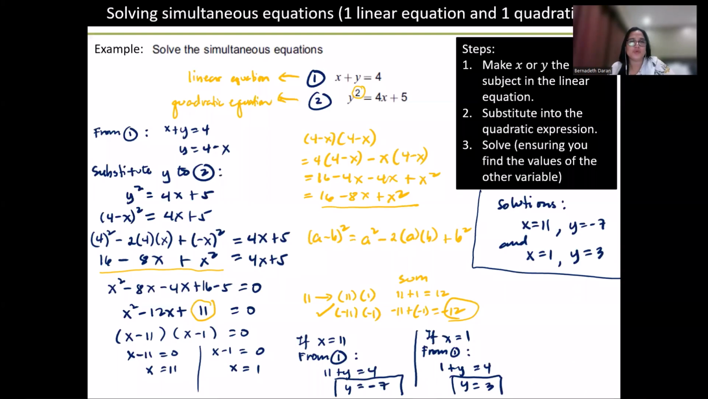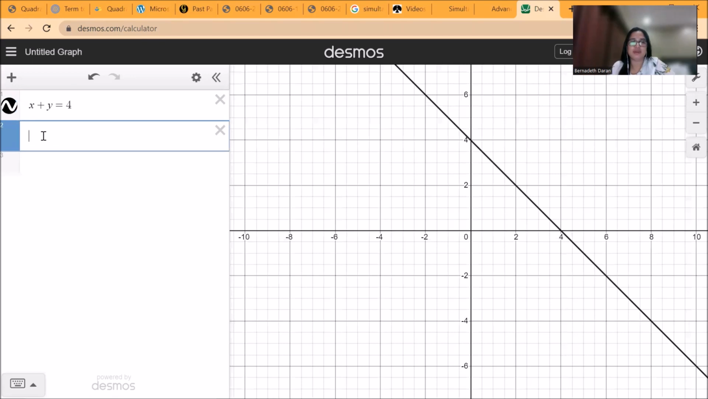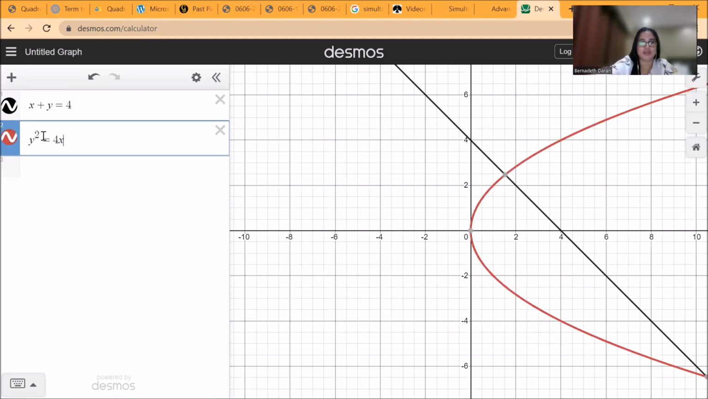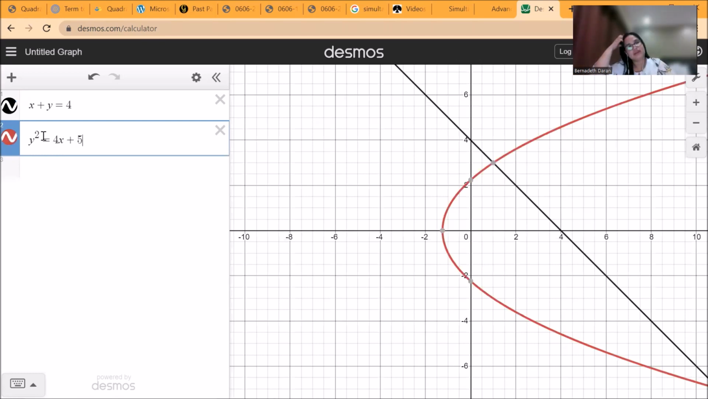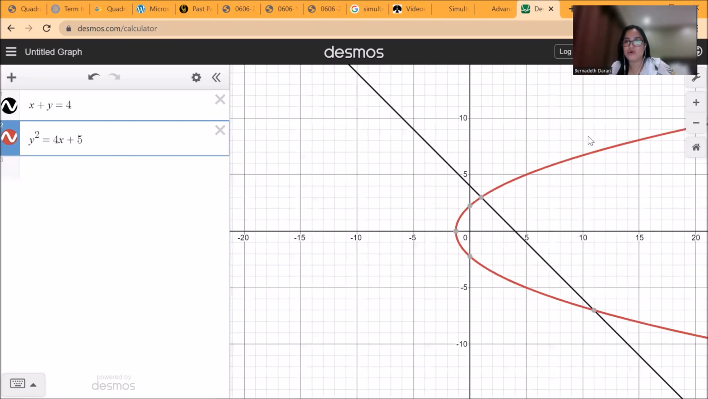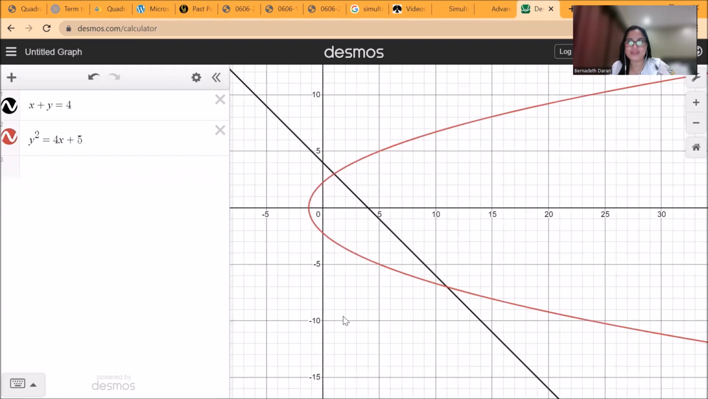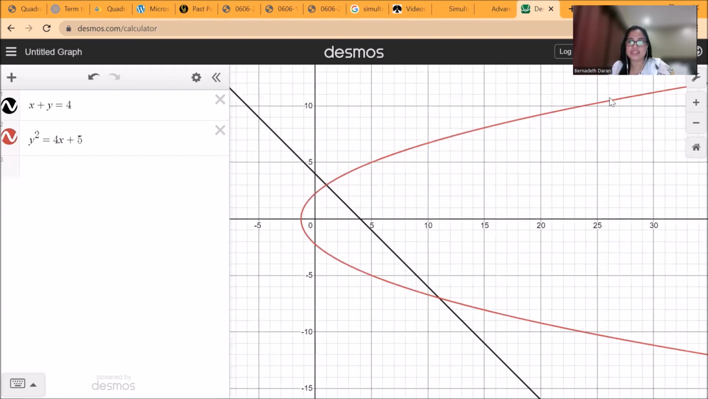Now, what's the other one? We have y squared is equal to 4x plus 5. So as you can see, we have this graph. You know what this graph is called? This is what we call the parabola. Okay. Now, what do you notice about the parabola and the line?